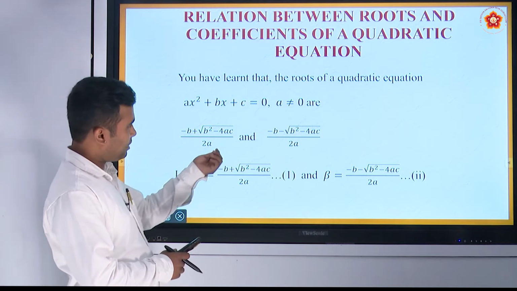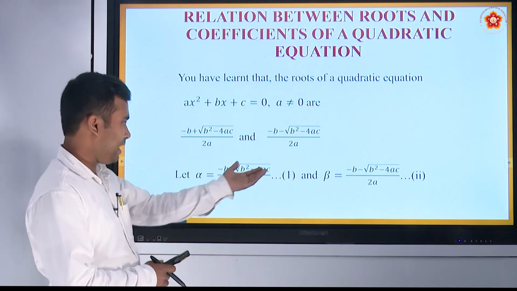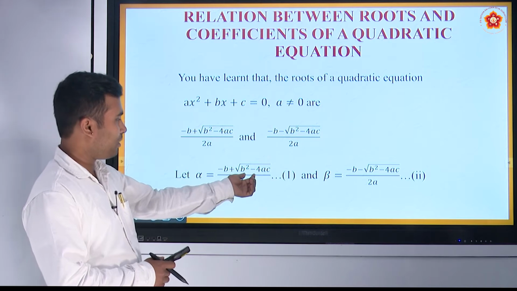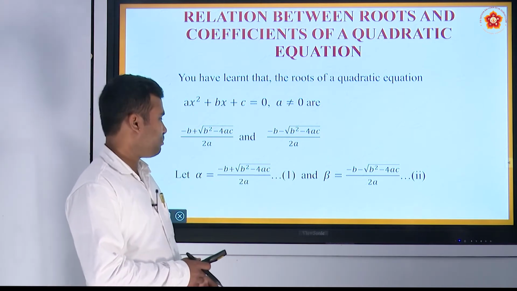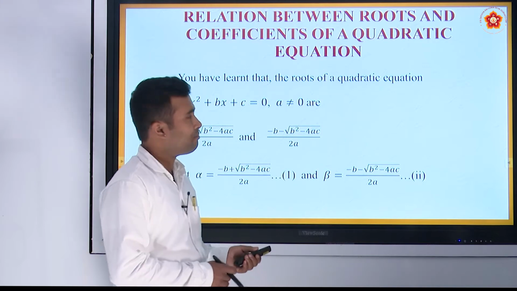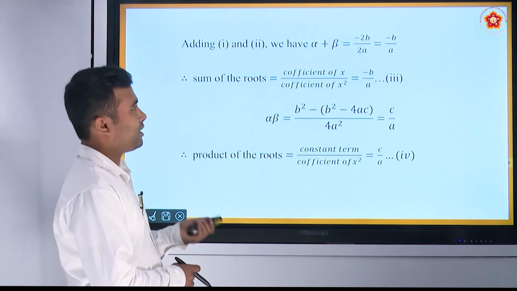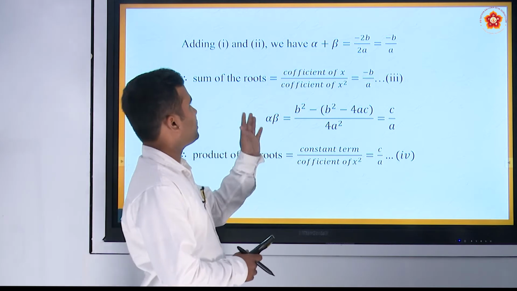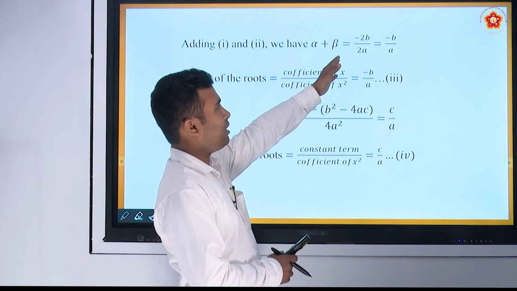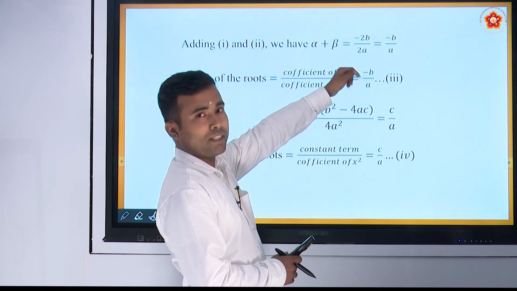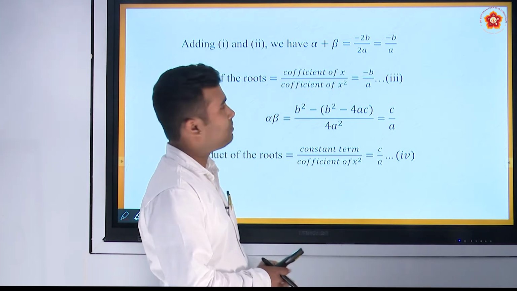Here I denoted these two roots as alpha as well as beta. Alpha is minus b plus root of b square minus 4ac by 2a, and the other root I denoted by beta. Let us see the relation. You know that the sum of the roots, you add equations 1 and 2, that is alpha plus beta, is equal to minus 2b by 2a, and that is equal to minus b by a. That gives the sum of the roots.